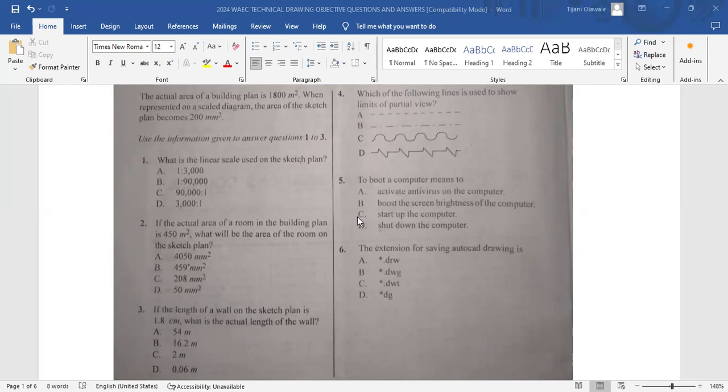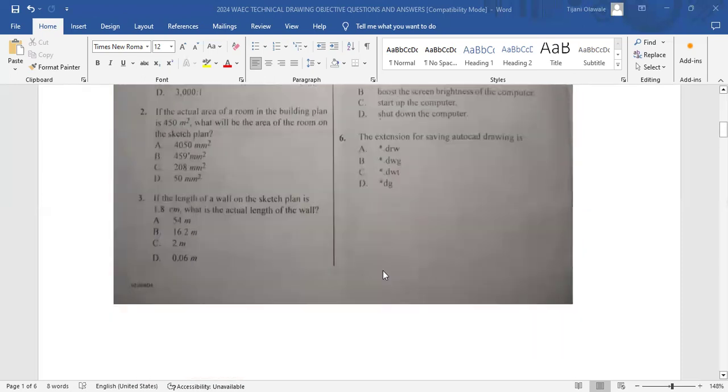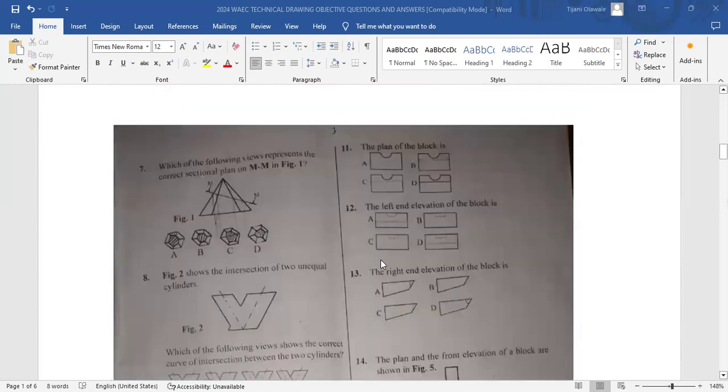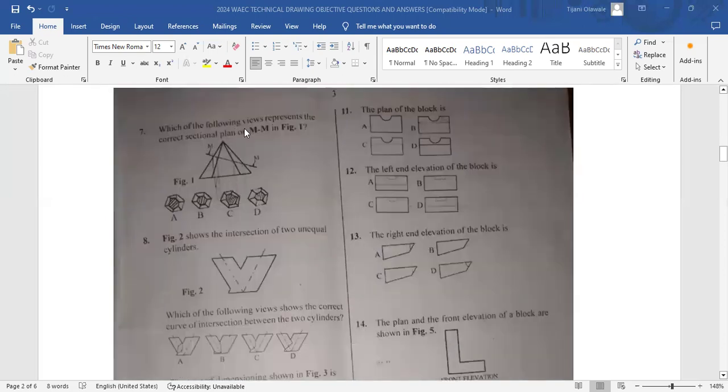That is option C, the answer to that question. Question 6 says that the extension for saving AutoCAD drawing is option B, so DWG. So option B is the answer to that question. So move to question 7. Question 7 says, which of the following views represent the correct sectional plan on MM in figure 1? So the answer to this question is option D.